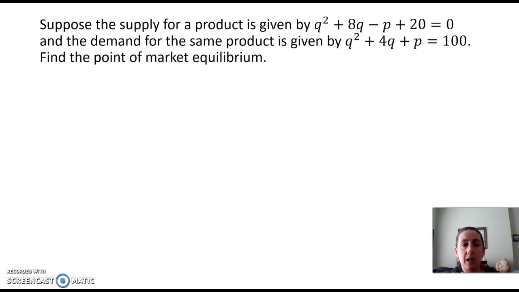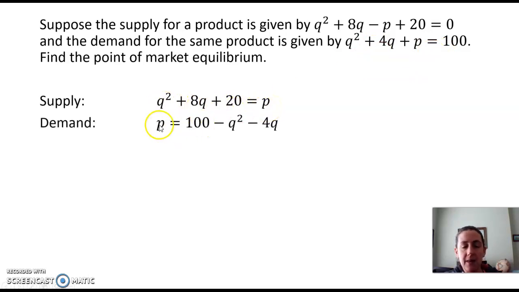Let's look at another one. So we have a supply equation and a demand equation. Now notice, this is not like that previous one where we had P equals and P equals, but here we can easily solve for P by just adding P to the other side. Here we can solve for P by subtracting Q squared and subtracting 4Q, so we get that Q squared plus 8Q plus 20 equals P for our supply, and that P equals 100 minus Q squared minus 4Q for our demand. Now that we have P equals and P equals, we can set them equal to each other.